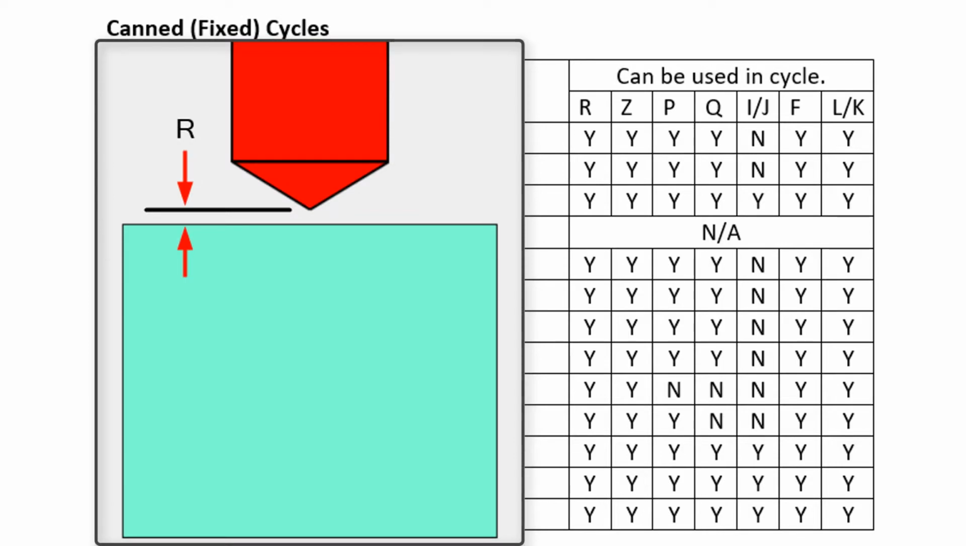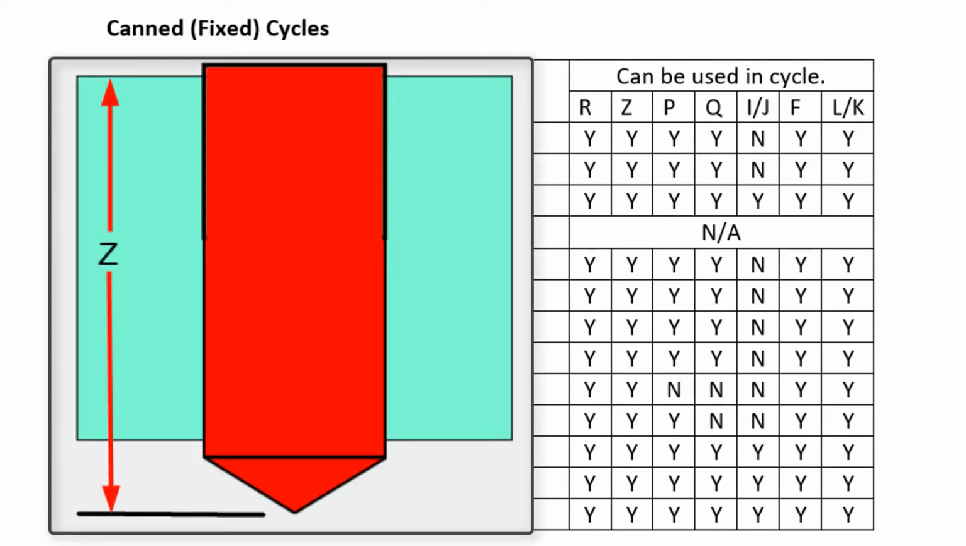The R value is the Z-axis position where the tool retracts to after the hole making operation is complete. It is also the position at which the machine switches from the rapid rate to the feed rate. Any movement in the XY axis with the tool tip at or above the R plane will be at the rapid rate.